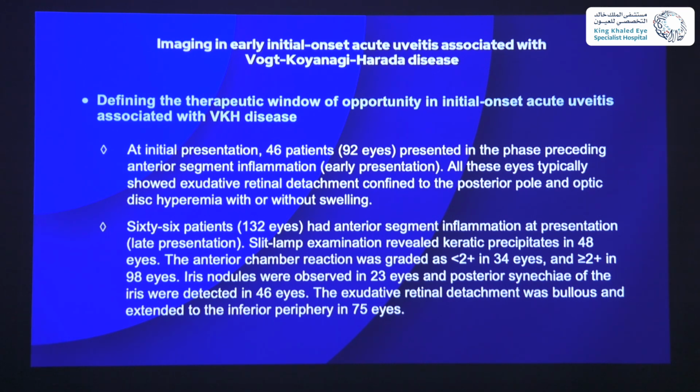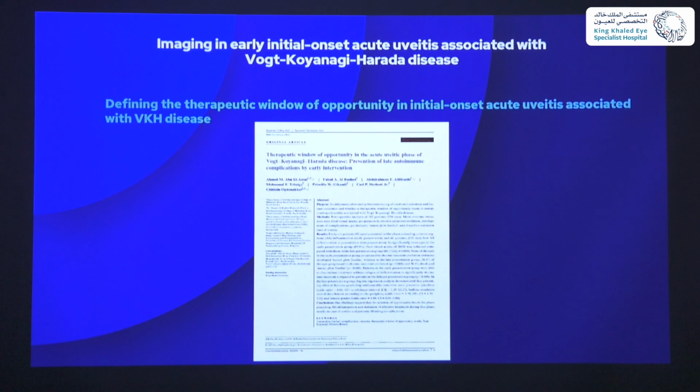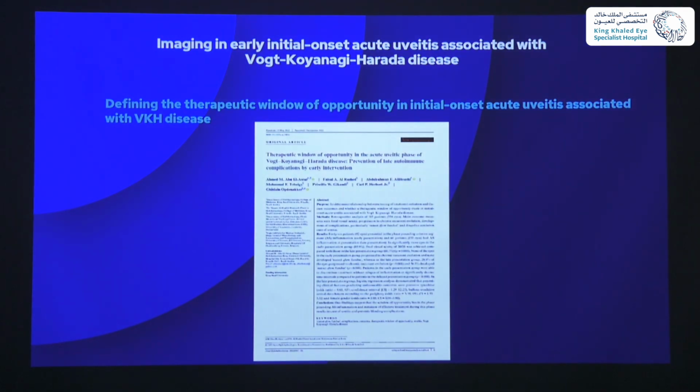Among these patients, most of them had bullous exudative detachment spreading to the periphery. Typically, in the early phase of the disease, the exudative detachment is confined to the macula. If the patient comes late, then the detachment becomes bullous and extends to the periphery. And this is the manuscript that was published recently this year.